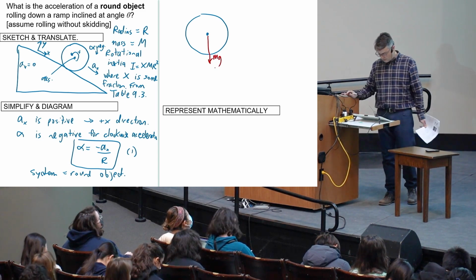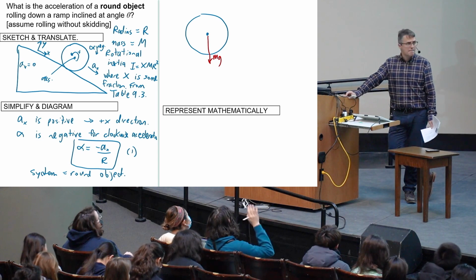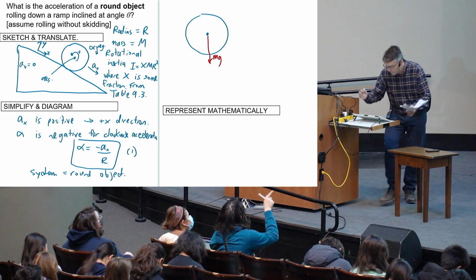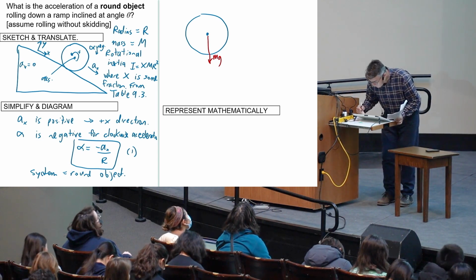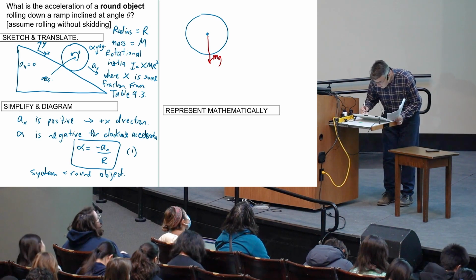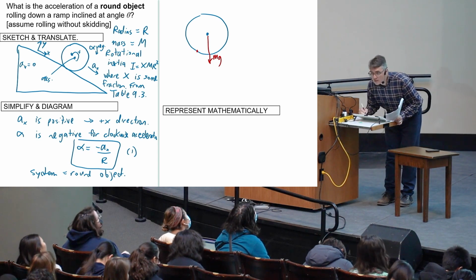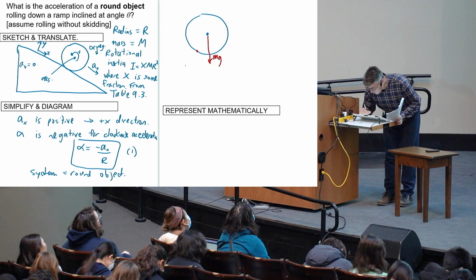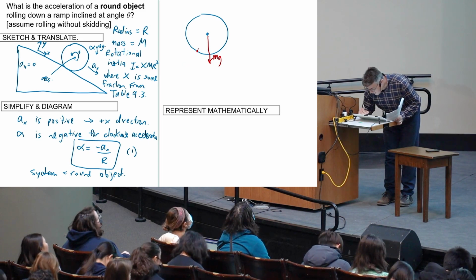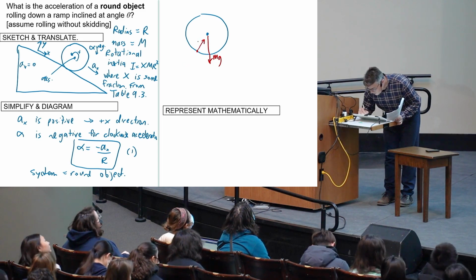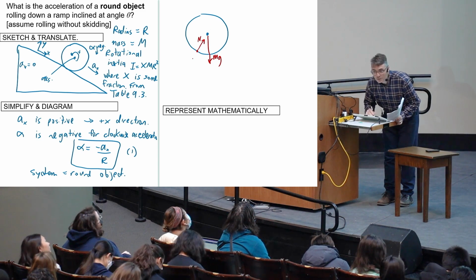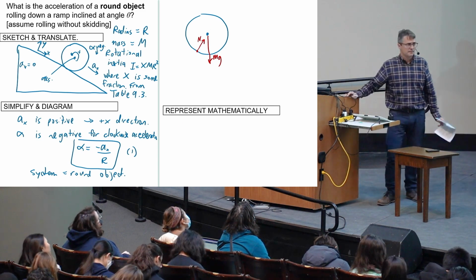Any other forces? Yep. Right. So I think that's acting here, where it's touching the ramp, and that will be perpendicular to the ramp. So in fact, I think the normal force line goes through the rotation axis. Are there any other forces?